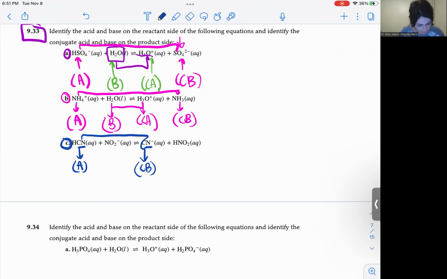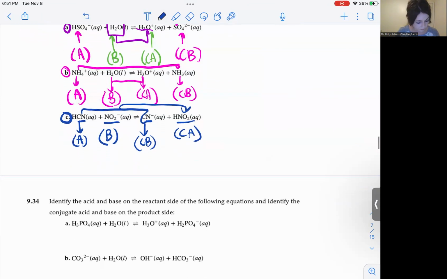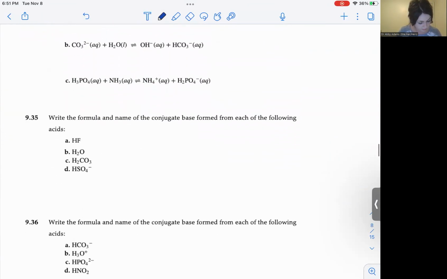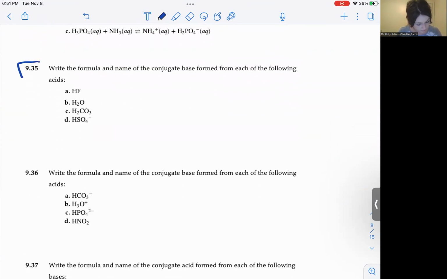All right. And here we have accepted a proton. So the base is what's going to be on the product side. And that base has accepted a proton on the reactant side of the equation. So that's going to be your conjugate acid. All right. Cool deal. Let's do 9.35.